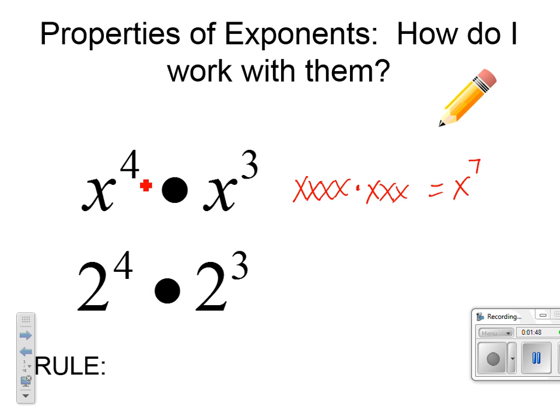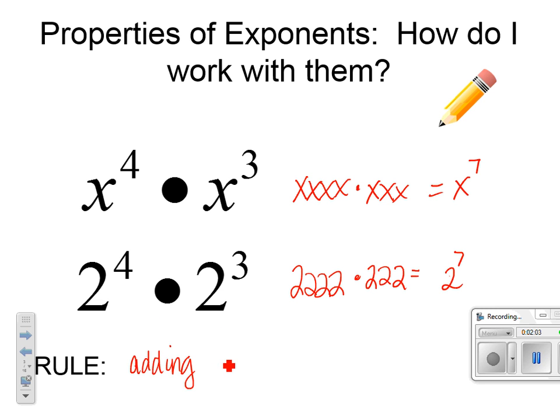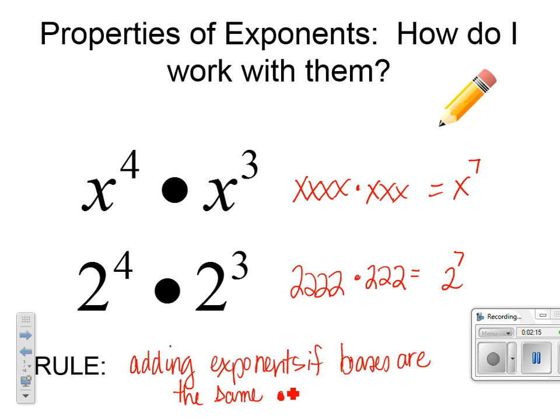Now, wouldn't that same rule apply if I said I had 4 2's and 3 more 2's? I would have 7 2's. So I have 2 to the 7th. So what I'm doing is adding the exponents if my bases are the same, and I have a product, or a multiplication sign, in between. Okay, so that is the first rule that we need.